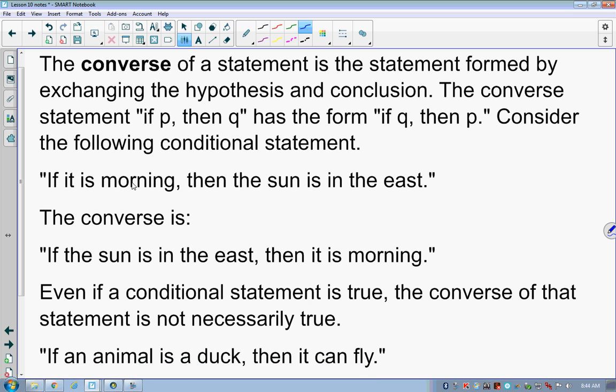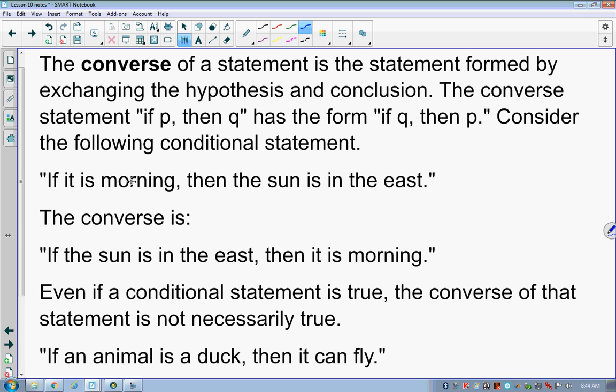Now we're going to talk about the converse. If a conditional statement says if P then Q, the converse says if Q then P. It takes the conclusion and forms a hypothesis out of it, and takes the hypothesis and forms the conclusion out of it. Okay?